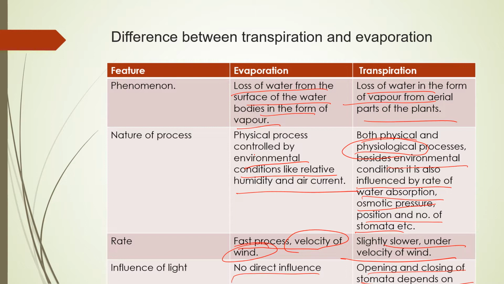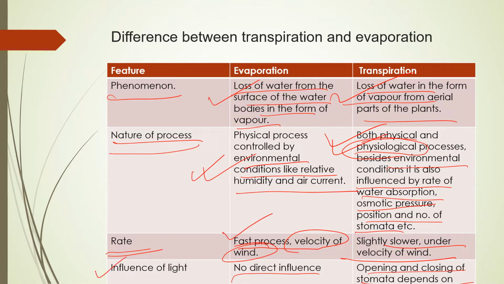So understood, dear children. First we discussed the phenomena, what is evaporation, what is transpiration. Then we discussed the nature of the process, how it is happening, physical, physiological. Then we discussed the rate, whether it is a fast or a slow process and on what it depends. Then we discussed the influence of light. So these are the main points on which we discussed transpiration and evaporation. So let us move on further.